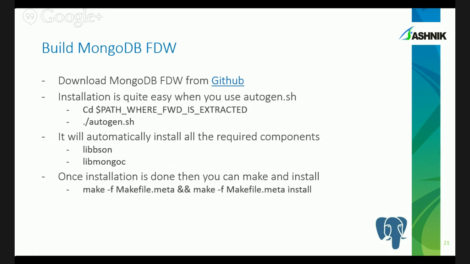You can also choose to do this installation manually, and whatever steps you need to follow are also given on the GitHub page. The necessary components which will be installed during this process are libbson and libmongoc. Once autogen.sh has completed without any errors or warnings, you can go ahead and do a make install. And once you have done that, the MongoDB foreign data wrapper will be installed on that particular system and configured.